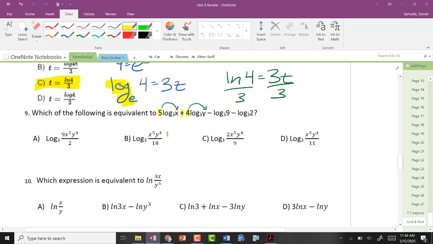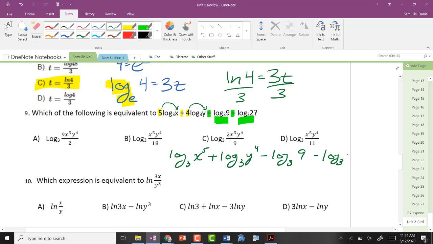Addition means multiplication. Subtraction means division. So these two should be in the denominators. So for now, I have log base 3 of x to the 5th plus log base 3 of y to the 4th minus log base 3 of 9 minus log base 3 of 2. Okay, so these two should be in the numerator.